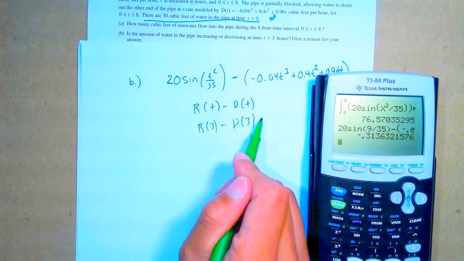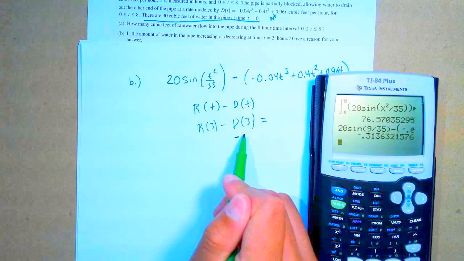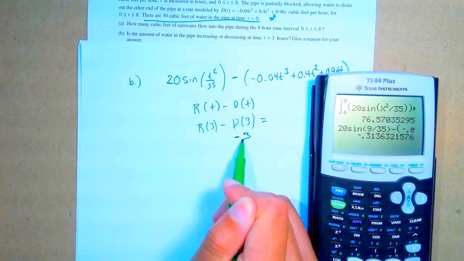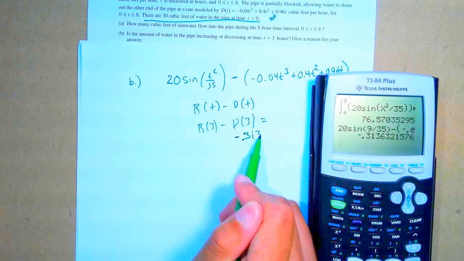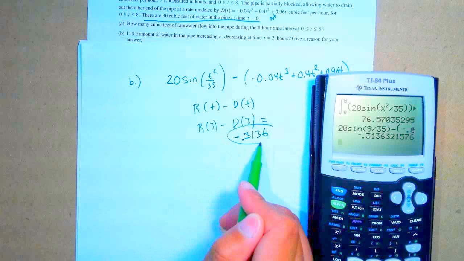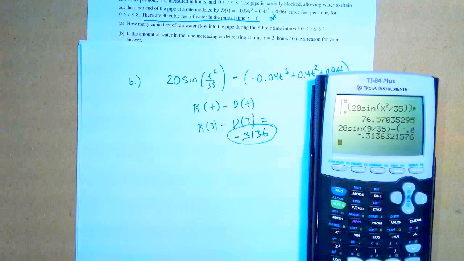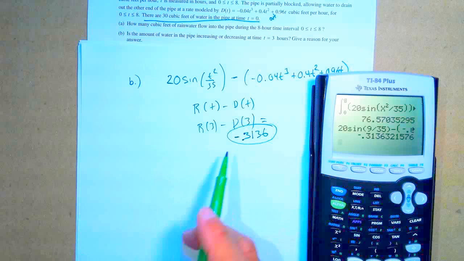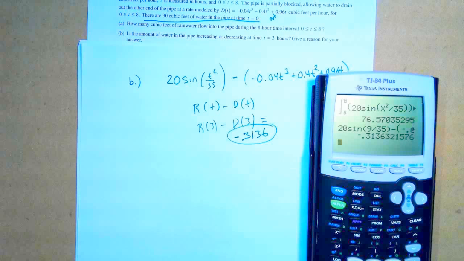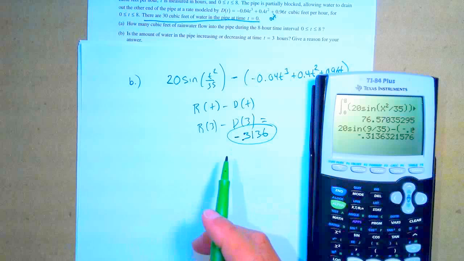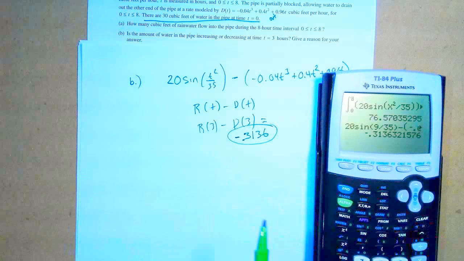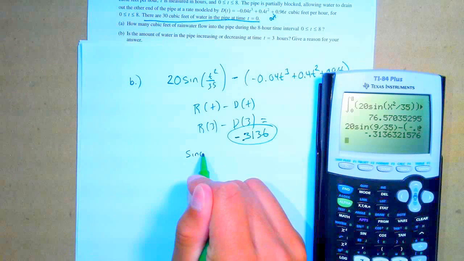Remember, you should round to 3 decimal places or 4, so I'll just keep 4 for now. Negative 0.3136. This is a negative number, which means that more water is going out at time t equals 3. Therefore, the amount of water in my pipe is decreasing because it's negative. Okay? If it would have been a positive number, it meant that more water is going into it, so it would have been increasing.